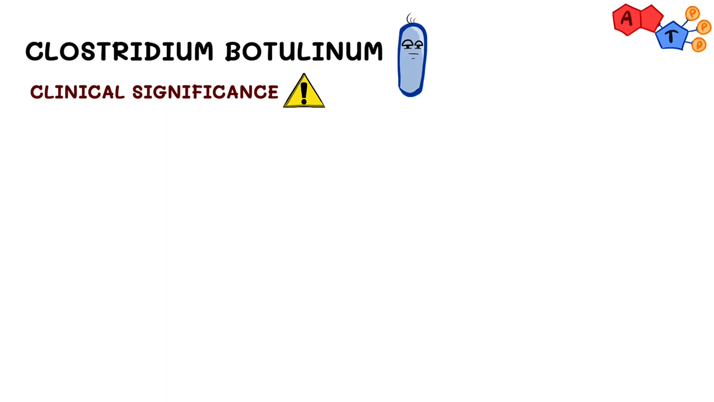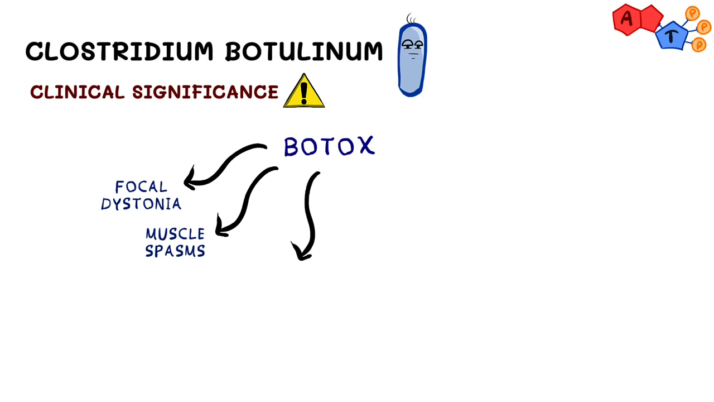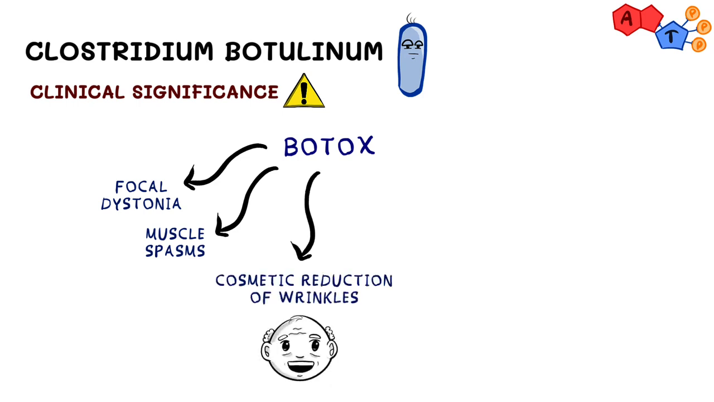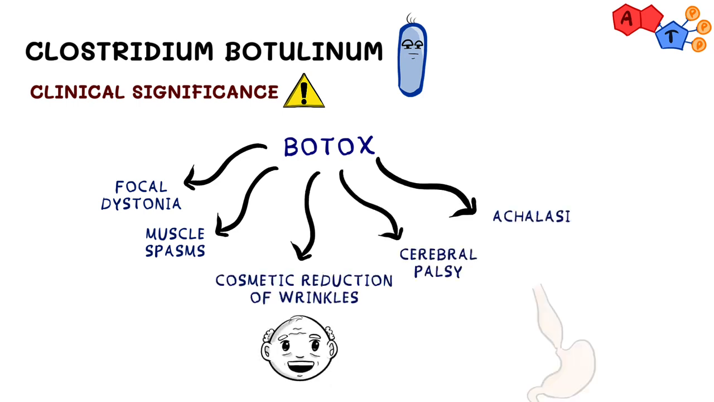Interestingly, botulinum toxin is also used as treatment in many disorders. For example, botulinum toxin A, also known as Botox, is used to treat focal dystonia, muscle spasms, cosmetic reduction of facial wrinkles, cerebral palsy, achalasia, and vaginismus.